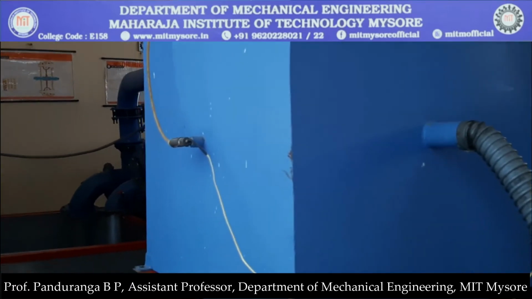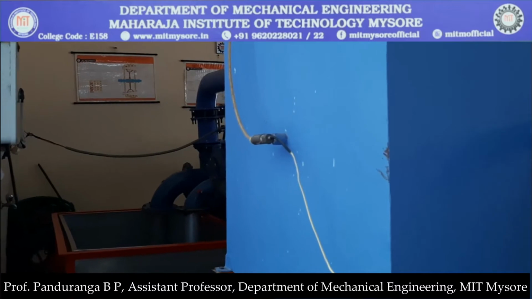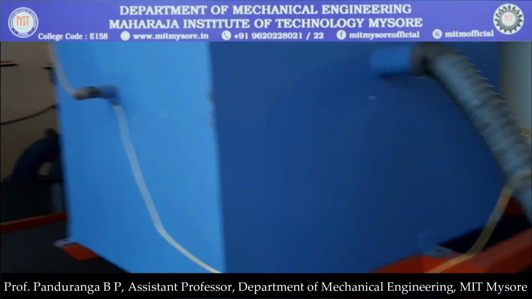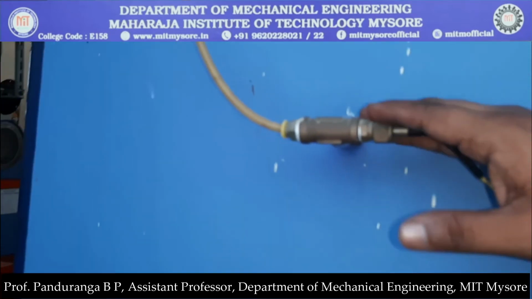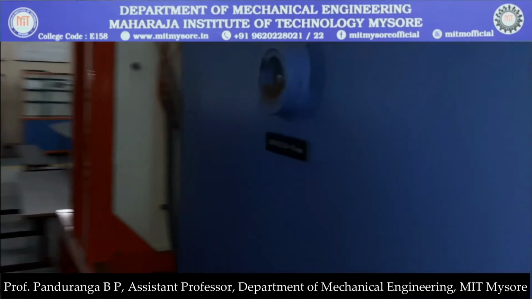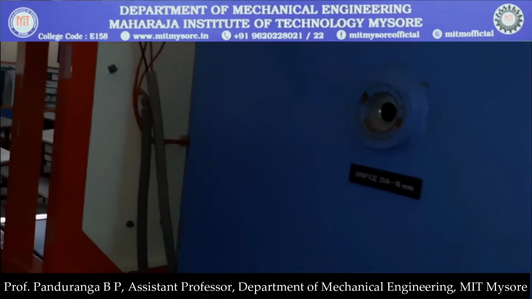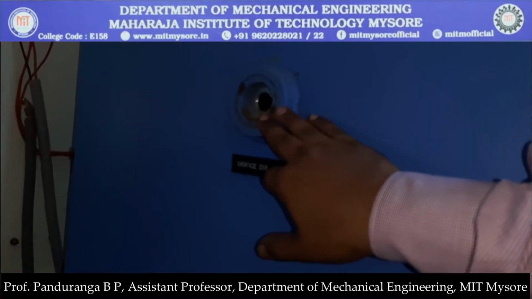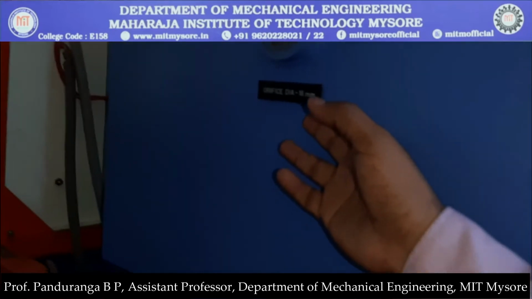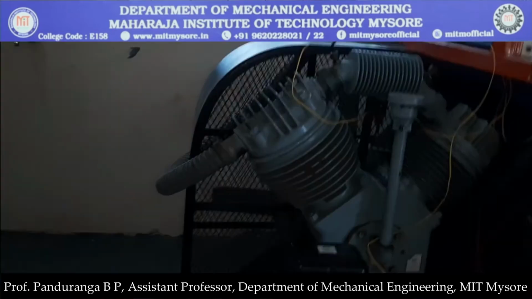There is the air box. Here we have the inlet to the air compressor, and here we have the pressure tap. And on the other side, we have the orifice opening. The orifice diameter is 16 millimeter.